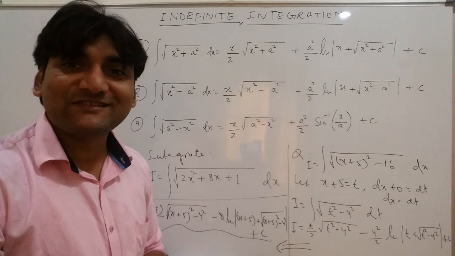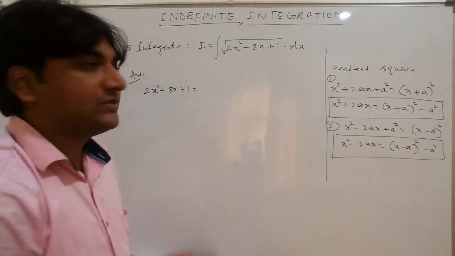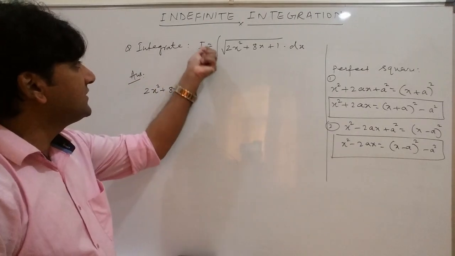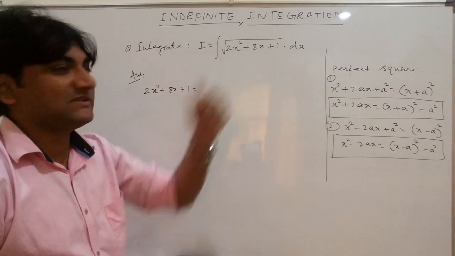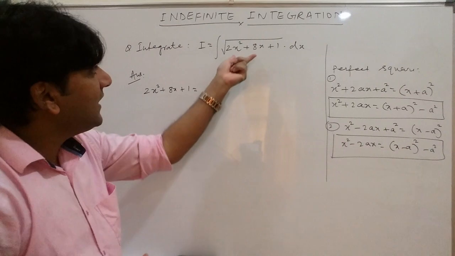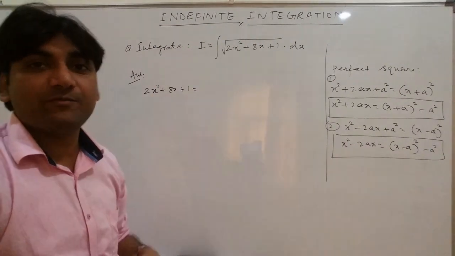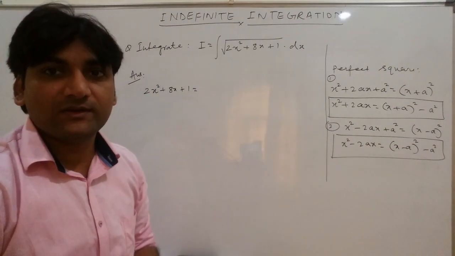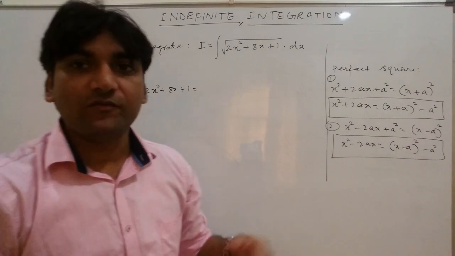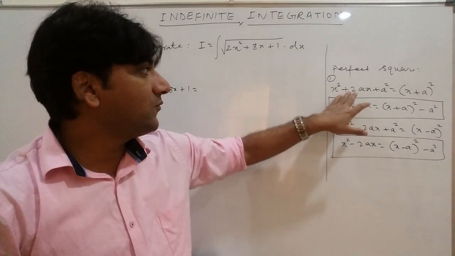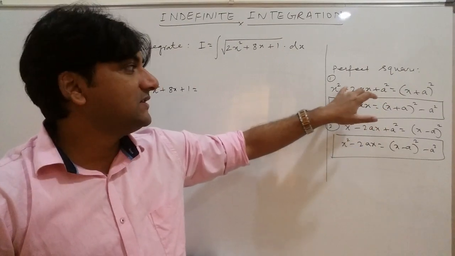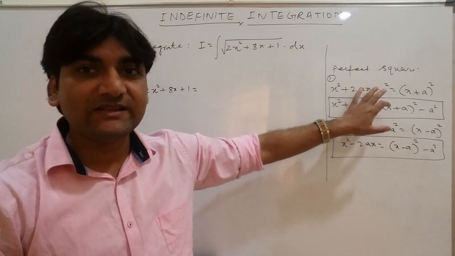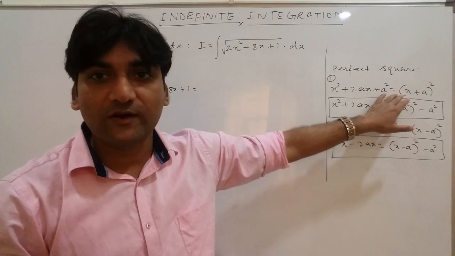So let's understand. Now we are going to learn this question, I equals integration of root of 2x squared plus 8x plus 1, right? So we have to convert this expression into a perfect square. How? Let's understand. So first revise, how will you make a perfect square? Like we have x squared plus 2ax plus a square. This expression we have. So x squared plus 2ax plus a square, you can write x plus a whole square.